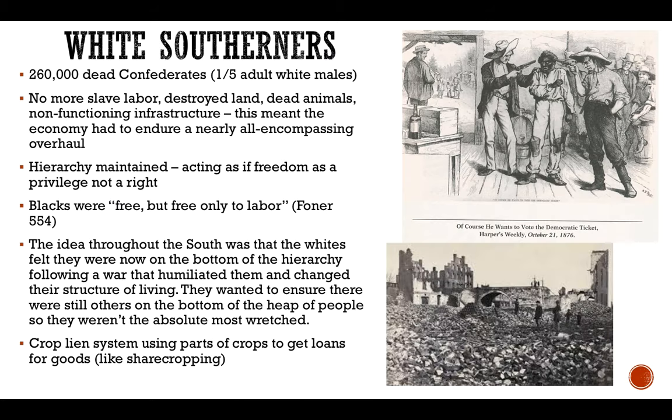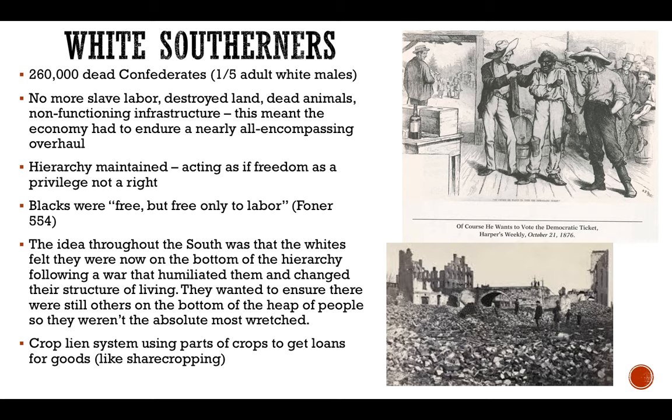White Southerners following the Civil War were adapting to a lot of change that many of them felt was sudden. There were about 260,000 dead Confederate soldiers, and that was about a fifth of the adult white males. There was no more slave labor. Much of the land had been destroyed. Many of the animals were dead, and there was a lot of non-functioning infrastructure. This meant that the economy basically collapsed. The entirety of what they had been doing before couldn't be done in the same way.